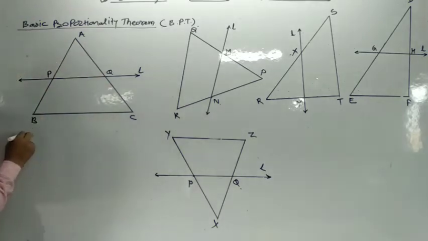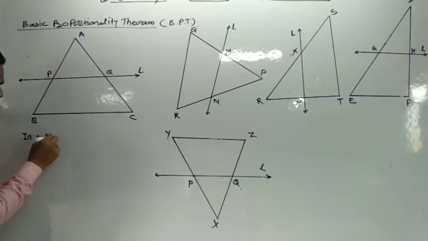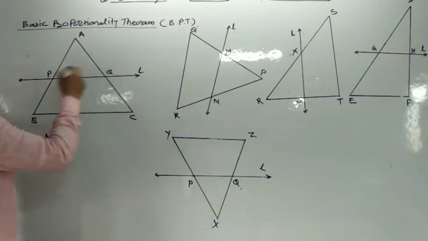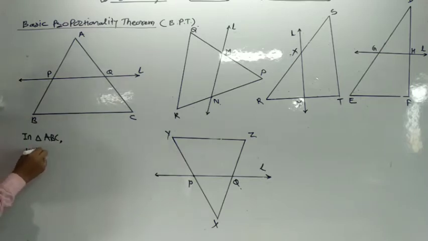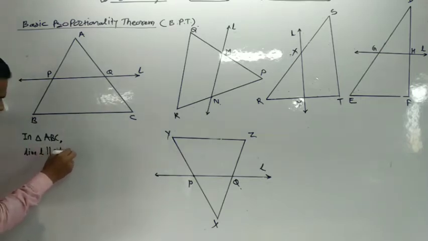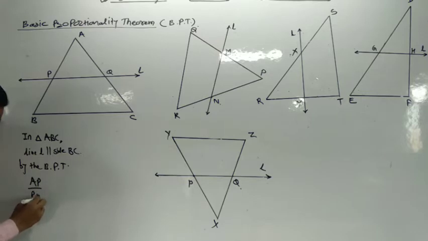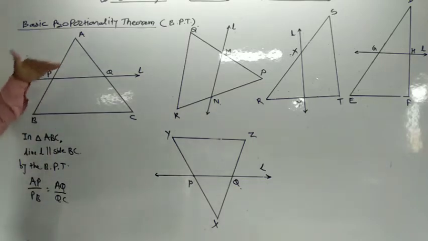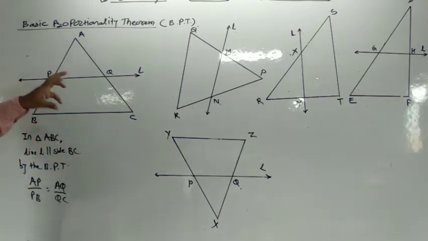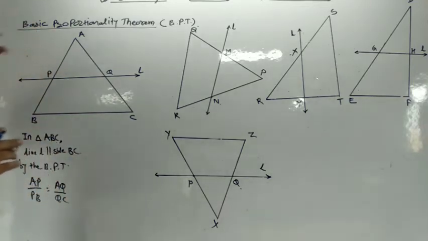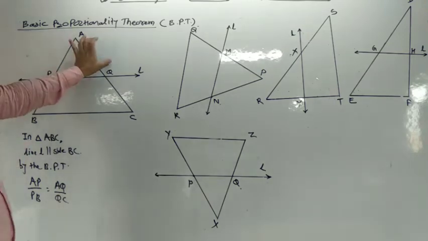I am going to write here: in triangle ABC, line L is parallel to side BC. Then by the BPT, meaning basic proportionality theorem, we get the equal ratio AP divided by PB equal to AQ divided by QC. Here are the equal ratios. It means if a line is parallel to the side of a triangle, then we get some equal ratios. Understand? Which are AP divided by PB is equal to AQ divided by QC.